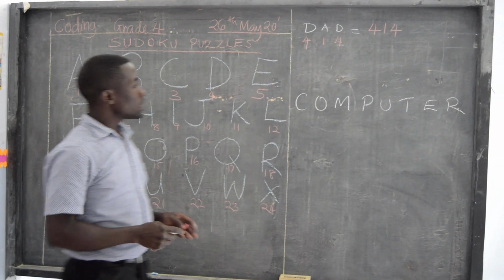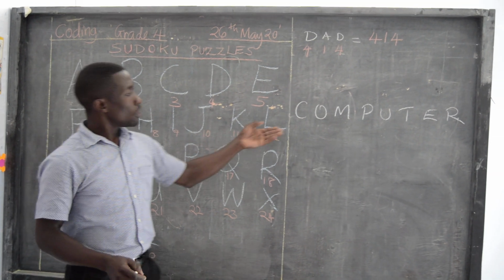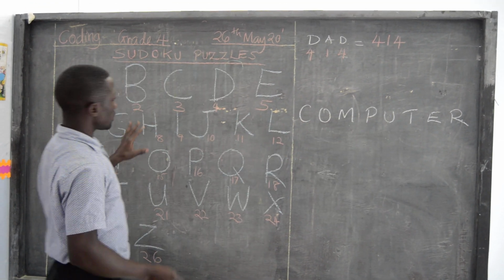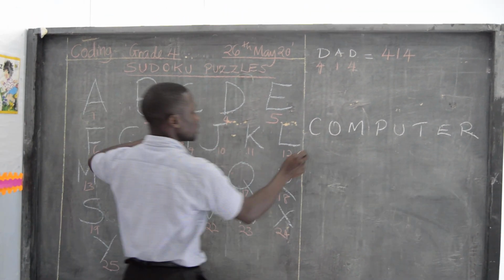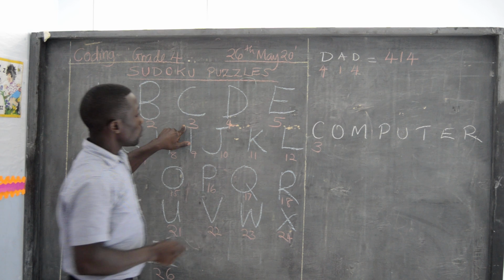Now, we are going to look at this word. To code this word, we look at the letter C. The first letter is C, so look at the value of C. The value of C is 3. So we write 3.